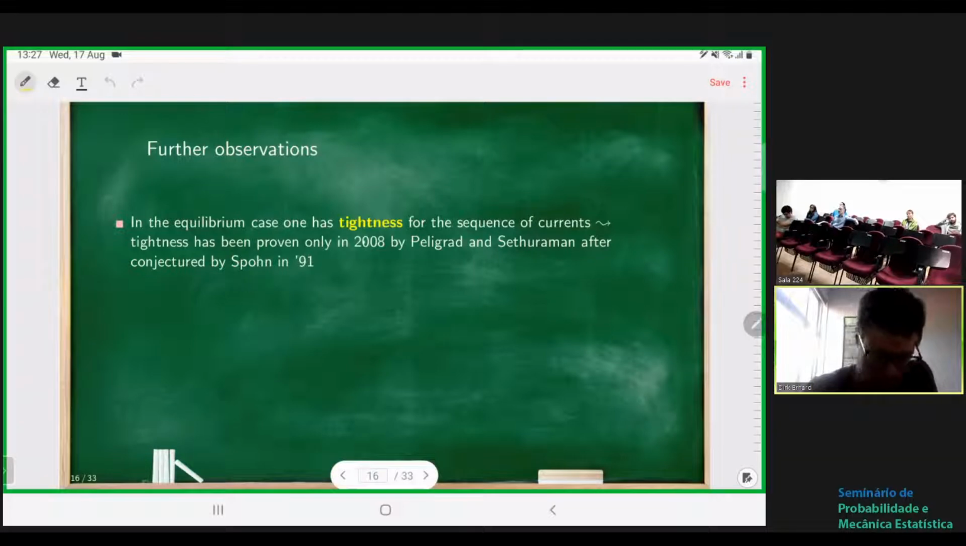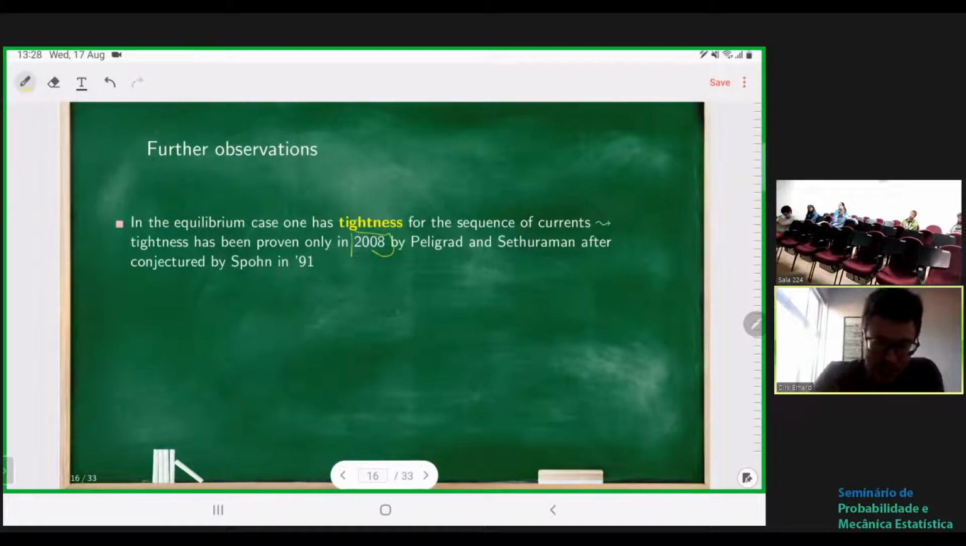But it actually took quite a lot of time to prove tightness. Only in 2008, Peligrad and Sethuraman proved tightness, and this issue was already mentioned by Seppäläinen in '91. We talked about convergence in distribution, but tightness is for sure an important part. It took quite some time to prove tightness in the equilibrium case. The reason is that if you want to have tightness, then you need to be able to control at least 6 moments. And that's really not easy.